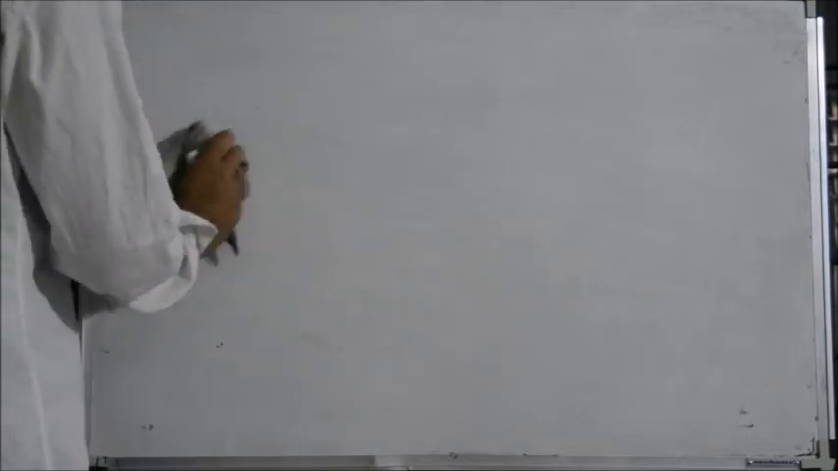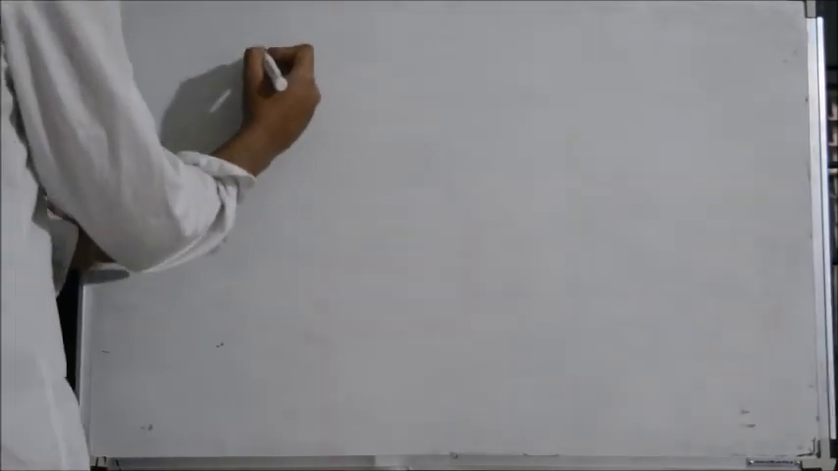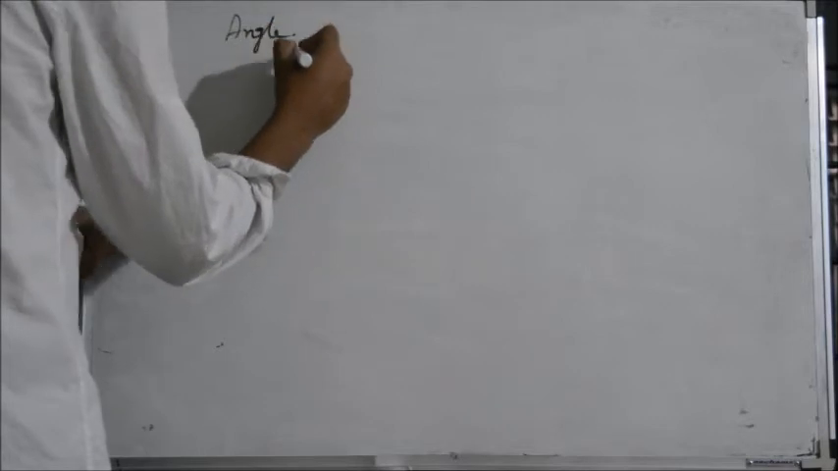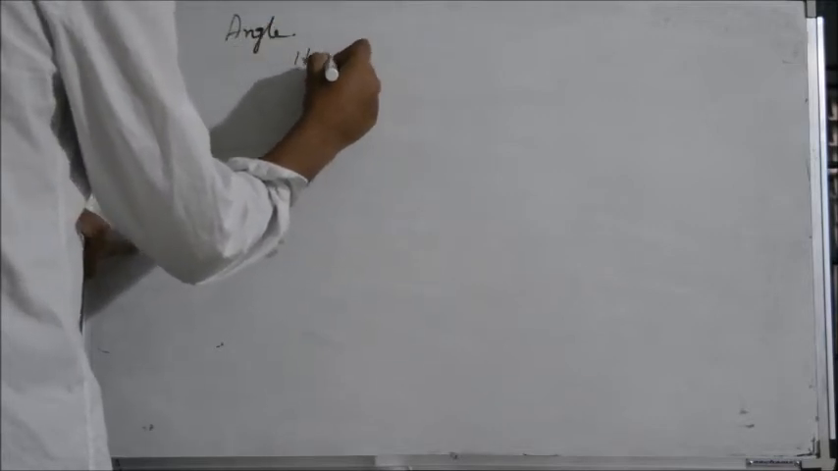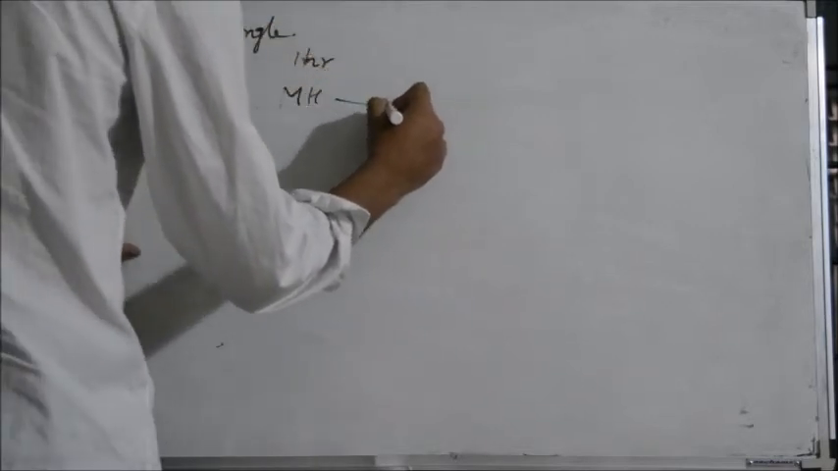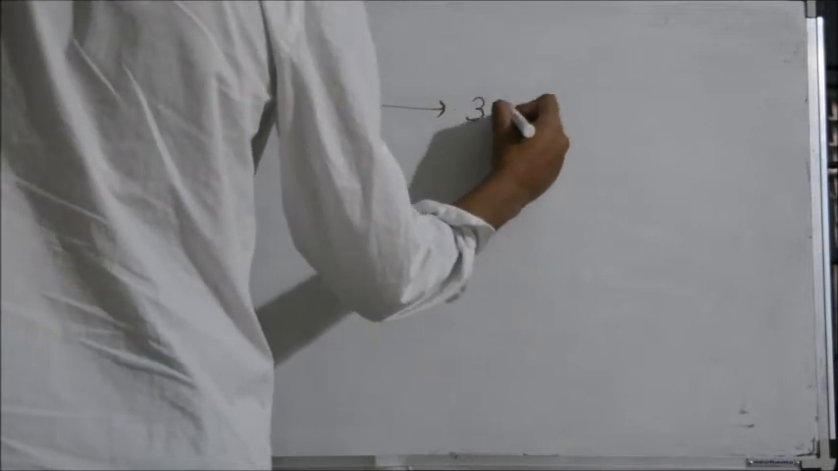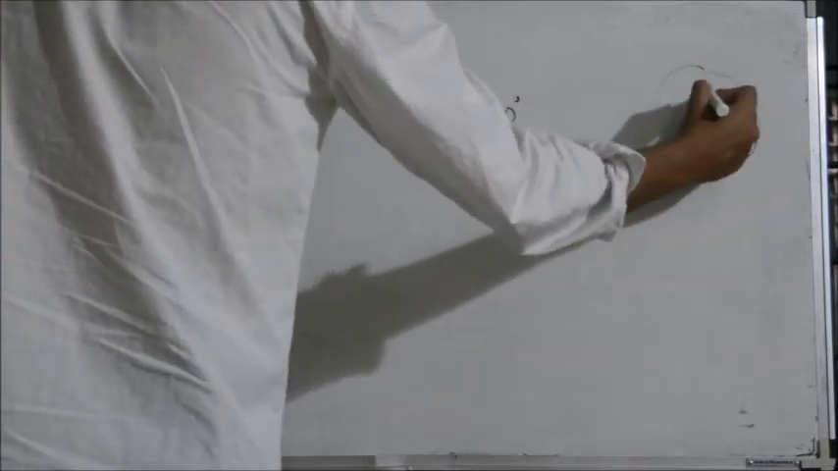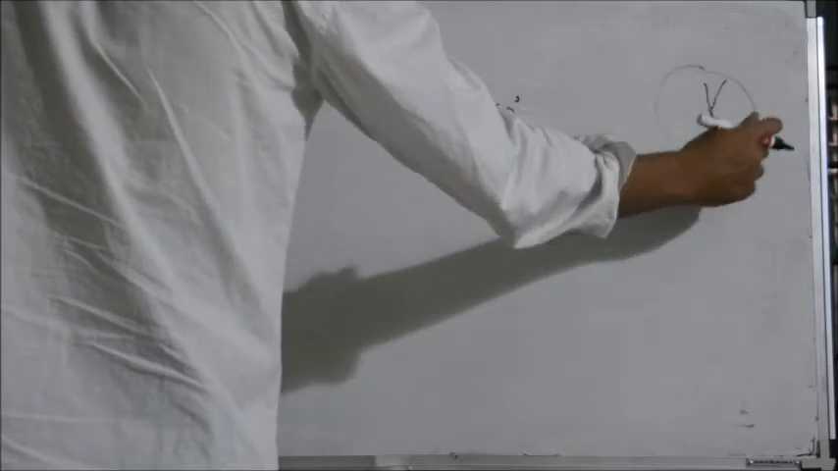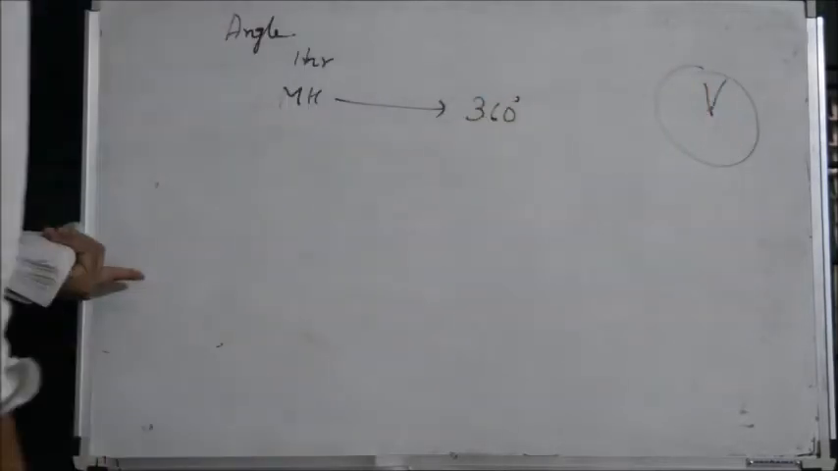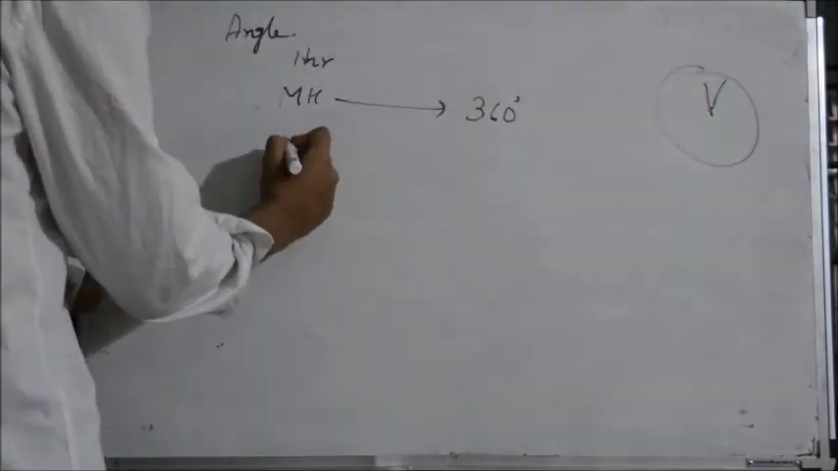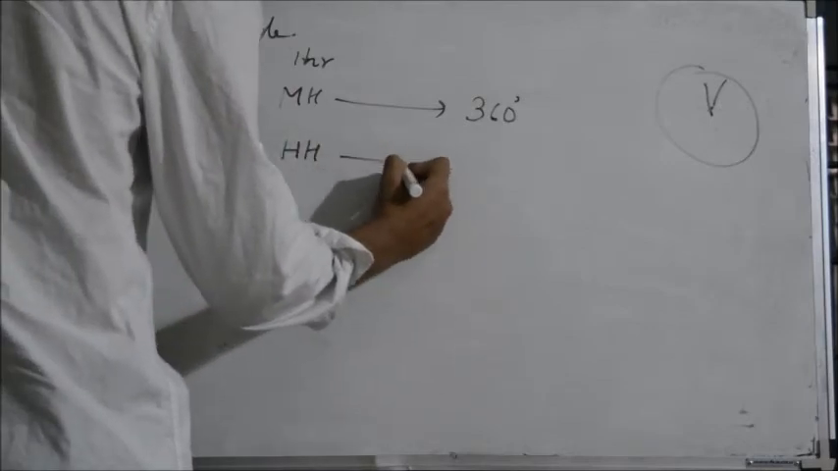Now we have seen in terms of minute. Now let's see in terms of angle. In 1 hour, in terms of angle, how much does the minute hand move? 360 degree. From 12 o'clock to 1 o'clock, minute hand will move 360 degree. But how much does the hour hand move?